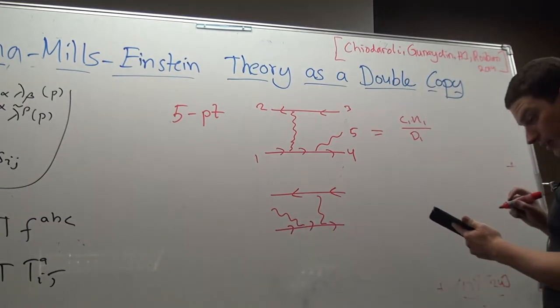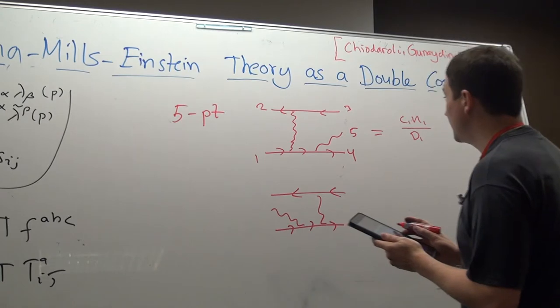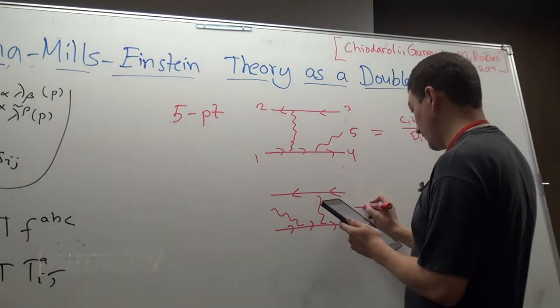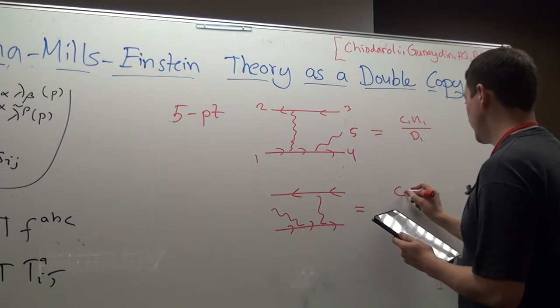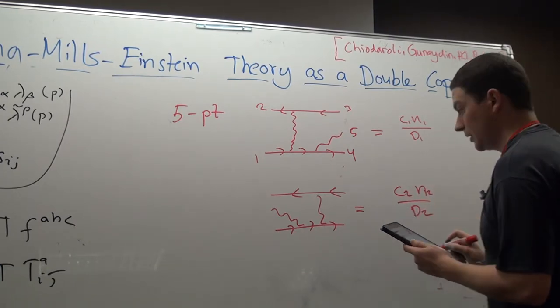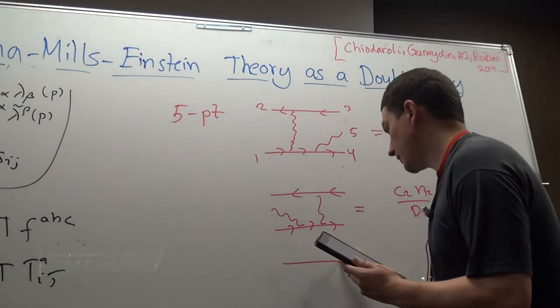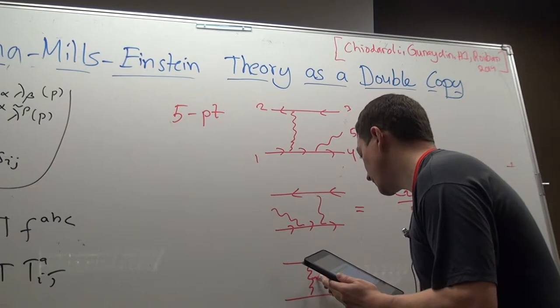So it's going to be this diagram. Let me not put labels because it's not so interesting. But I'm going to call it C2 N2 over D2. And lastly, there's going to be a slightly different type of diagram. It's going to look like this.